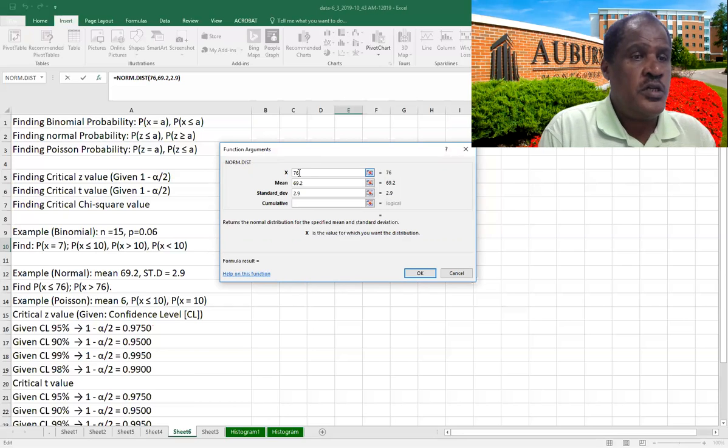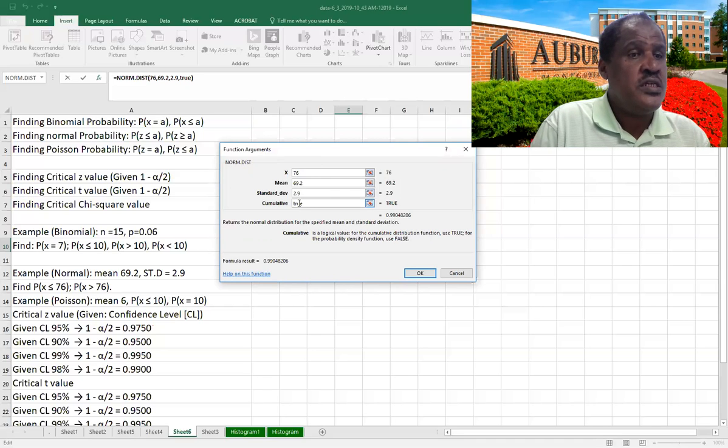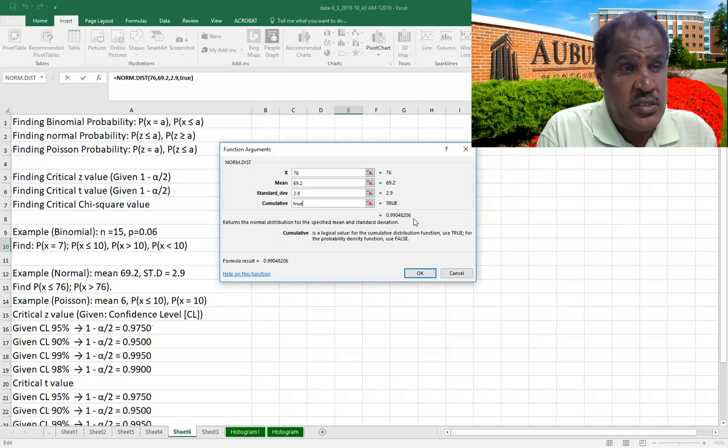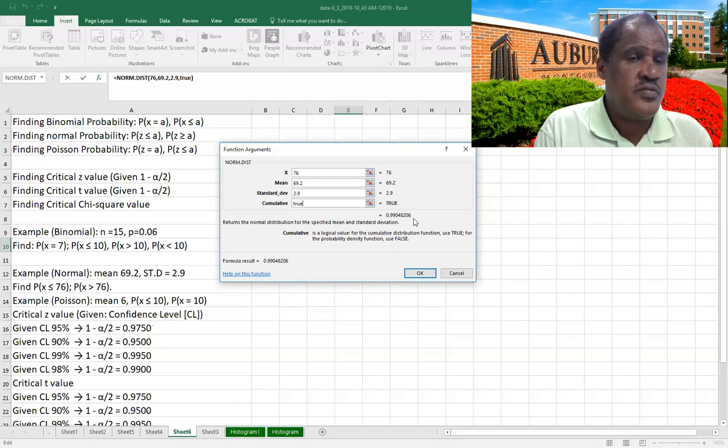It says here cumulative. Cumulative means less than or equal to. So I'm going to say true here. So you see, if you pick a person, the probability that the height of this person is less than or equal to 76 is 0.9904 and so on. So another way of putting this is about 99% of men in America have heights less than or equal to 76.